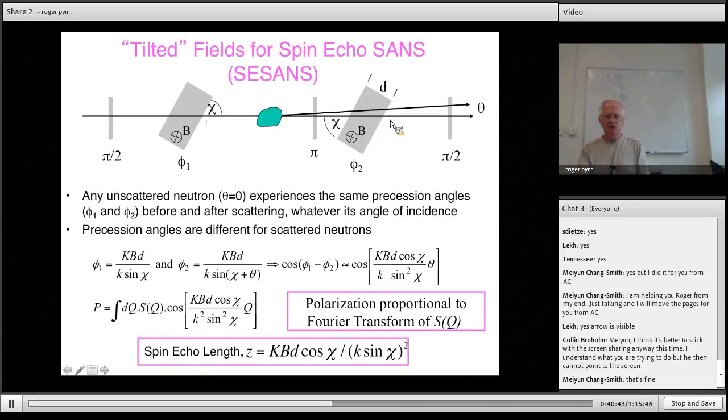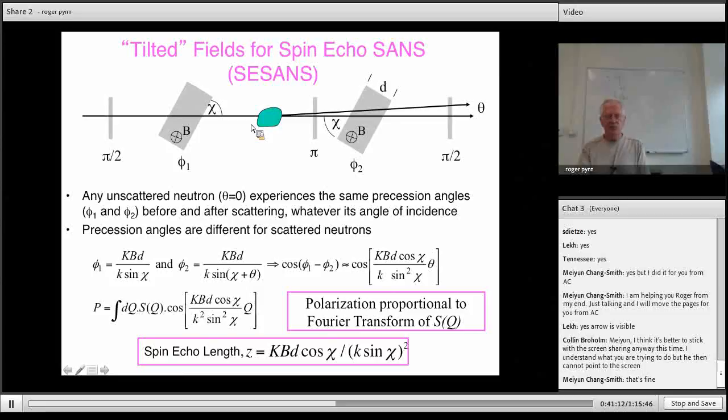It's also clear if I take any sort of off angle. If I go through along a straight path, but it isn't straight down the middle here, it's tilted off at some angle like that, I still echo. So in other words, what we're saying here is that the echo is really quite insensitive to the divergence angle of the neutron beam. As long as there's no scattering in here, I will echo.